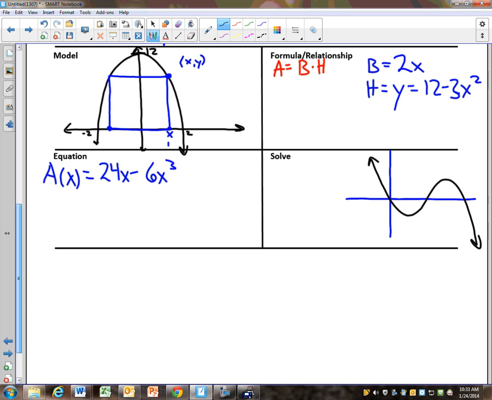And we're trying to maximize the area. So we're going to look for that point right there. Okay? That's what we want. Well, that happens when the derivative is equal to 0. What is the derivative? 24 minus 12x squared. How do we solve that?